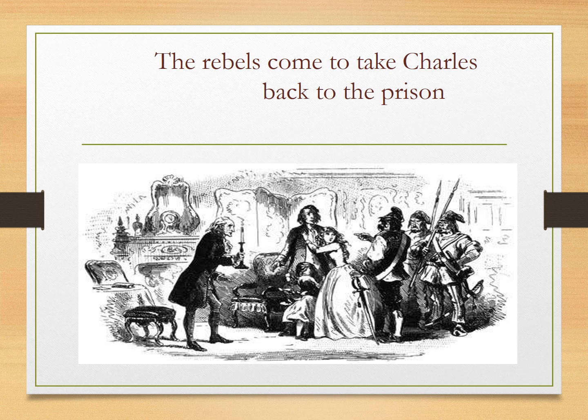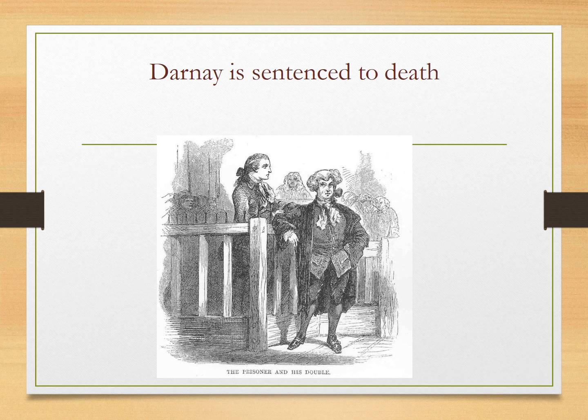Then the rebels come. They asked for Charles Darnay to come back to France because he was denounced by the people who were wronged by the Evremonde family. So his servant sent him a letter asking him to come back and save his life. Darnay is sentenced to death, and they told him that he is going to be executed.